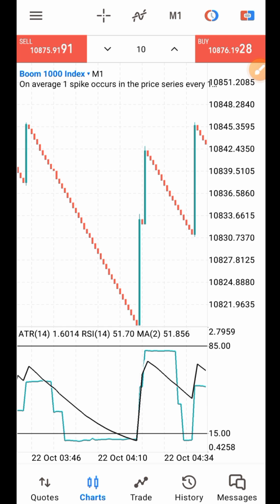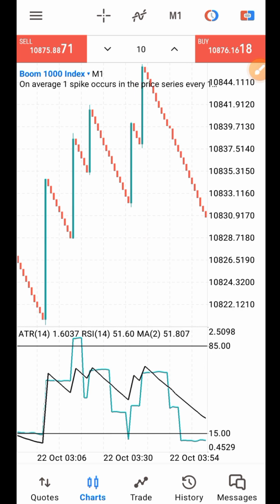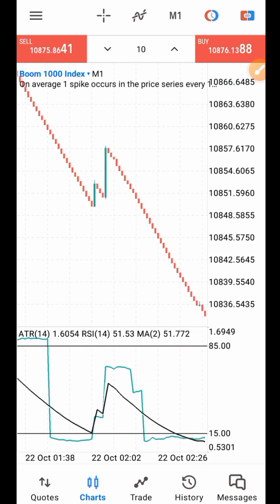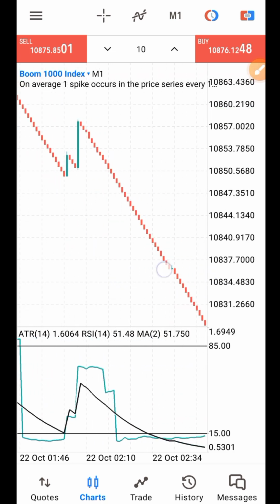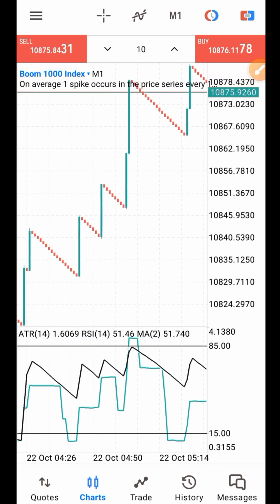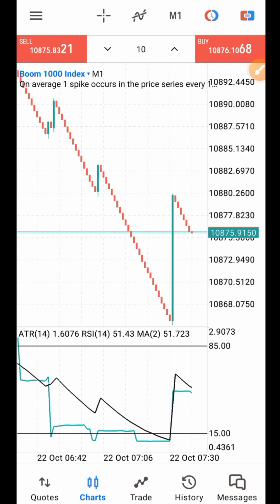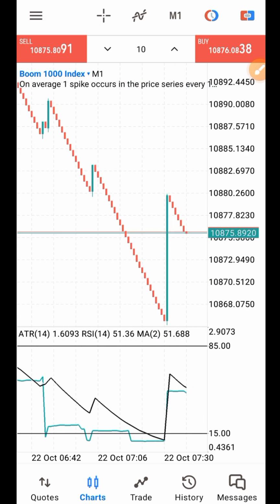This is the average true range, the relative strength index (RSI), and the moving average. But on the main chart, there is no indicator present. So what are the confluences to look out for before you enter a trade with this particular strategy?